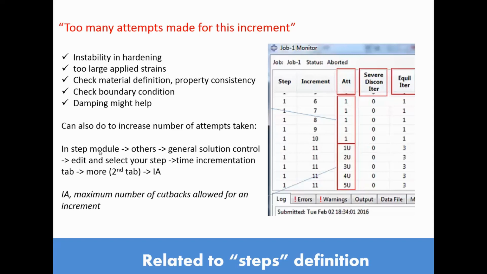You can increase the maximum number of cutbacks by going to step module and then Other and then General Solution Control and then Edit, selecting your particular step, in our case Step 1, then going to the Time Incrementation tab and then going to the More tab, the second tab, and then adjusting the value of IA. Let's see how it looks in Abaqus.